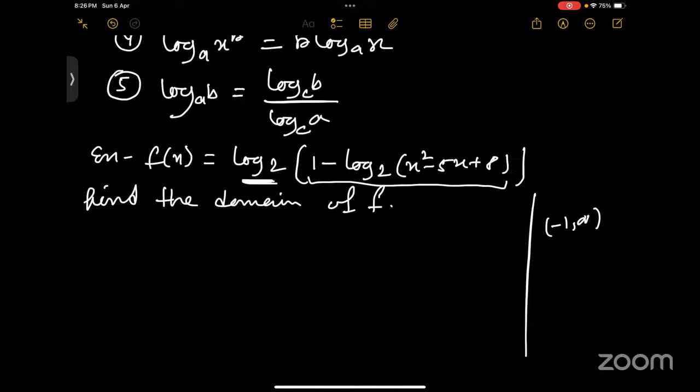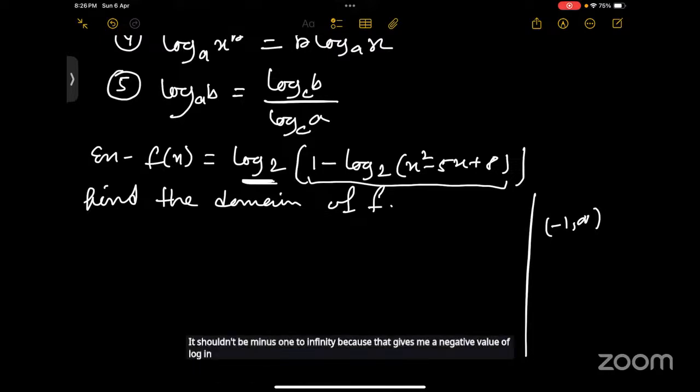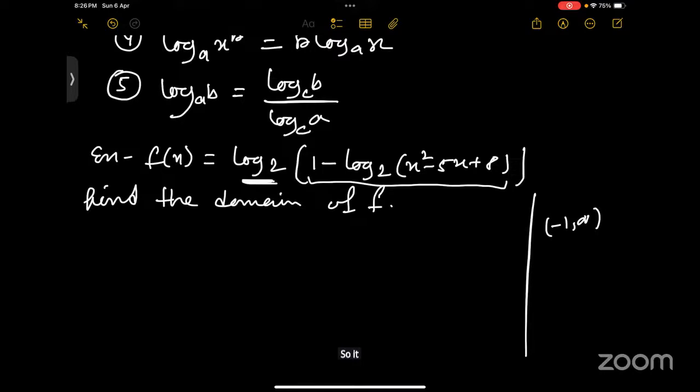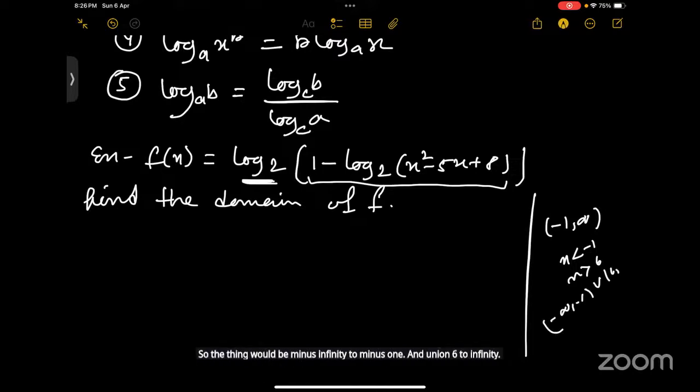So it shouldn't be -1 to infinity because that gives me a negative value of log in the argument. So it should be x less than -1 and x greater than 6. So the thing would be minus infinity to -1 union 6 to infinity. Okay. Let me check this. Okay, maybe we can then solve it together and let us see.